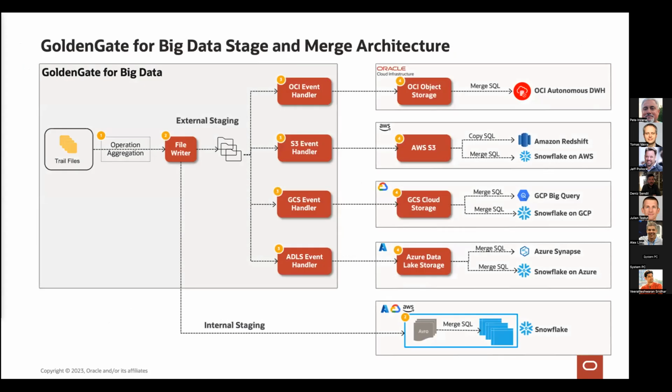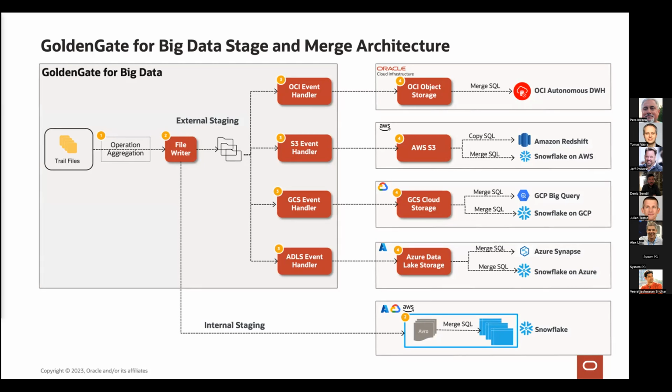Another point that I want to touch on is Golden Gate for Big Data's unique architecture for data warehouse targets called stage and merge. We introduced the stage and merge architecture design, I think, more or less 2 years ago, for one of the targets.